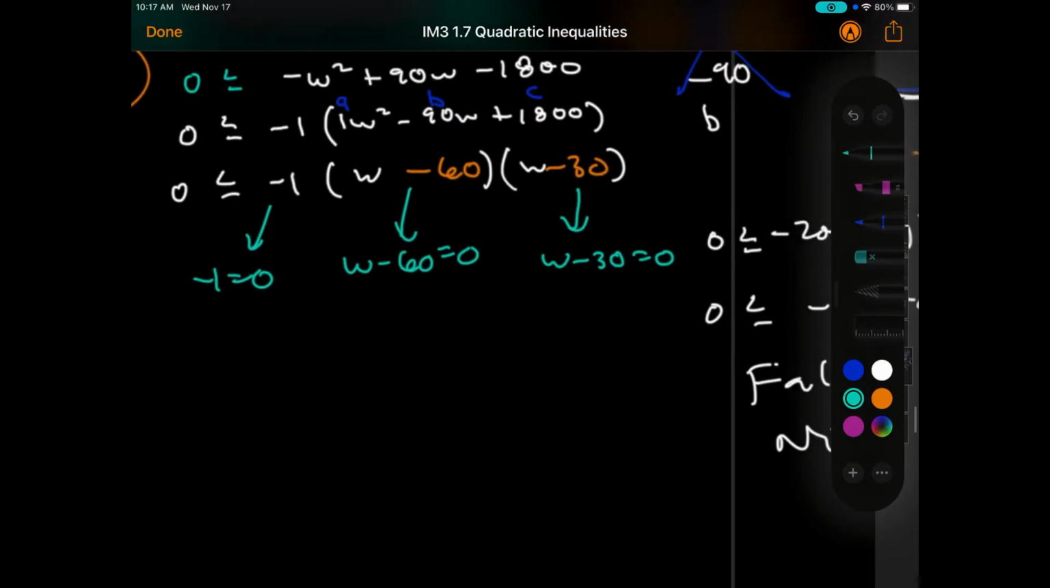And I want to show you guys that, can -1 equal 0? No. So basically that -1 means nothing. All it does is just our graph is opening down. This is add 60 to both sides, we get 60, and 30 is our answer.